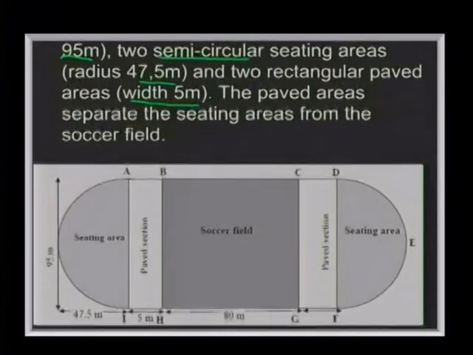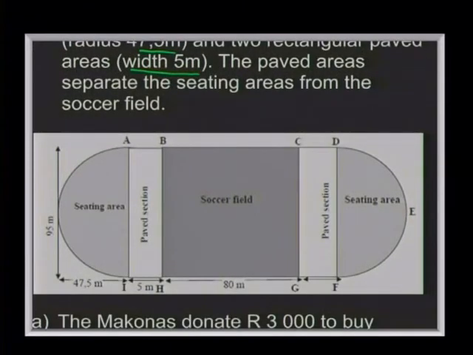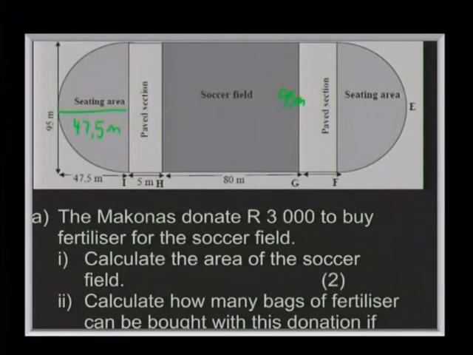So let's look at our sketch and see what we've got. Our soccer field, which was 80 meters by 95 meters, I'm going to pull in that value. We've got a paved area of width 5 meters. They've actually given it to you on the diagram. And then our semicircular seating areas, so half a circle, and the radius on that is 47,5 meters. Actually been given to you as well. Now let's see what the questions say.